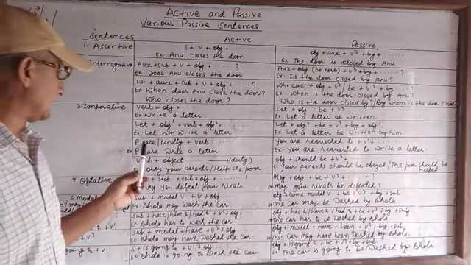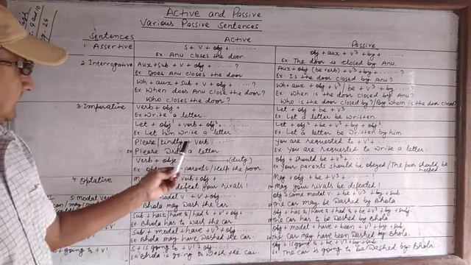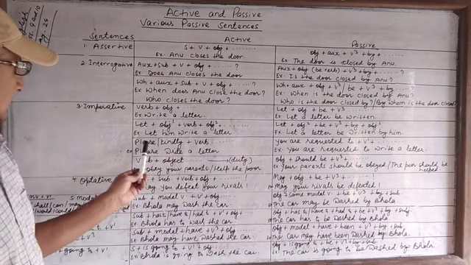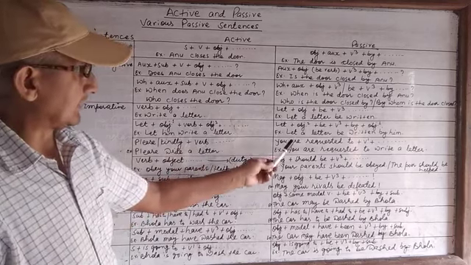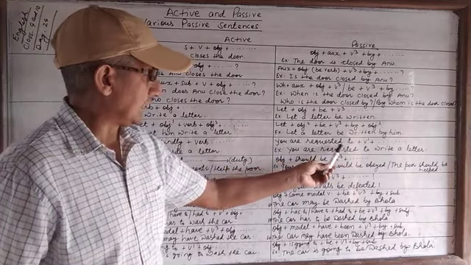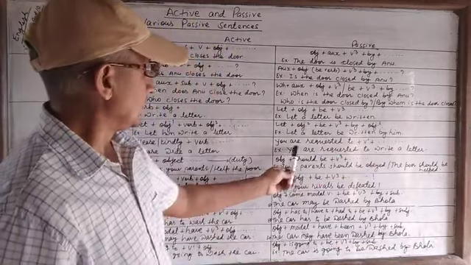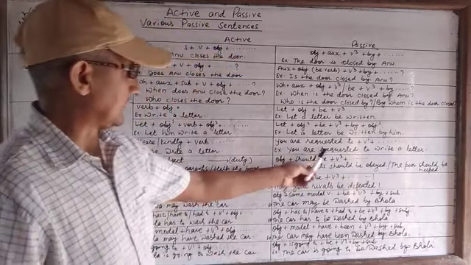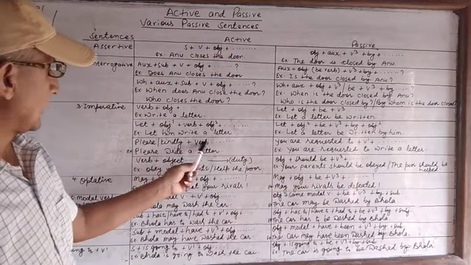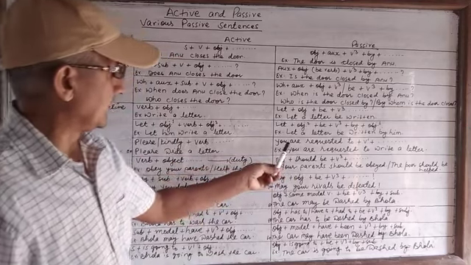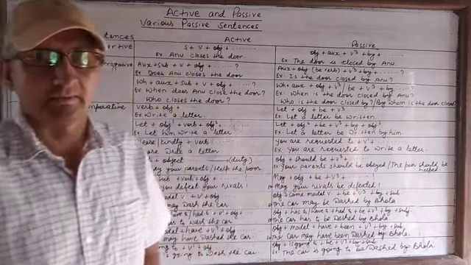Now, the next type of imperative sentence is when the sentence starts with please or kindly, plus a verb. Please write a letter. If the sentence starts with please, kindly, plus verb, we change it into passive in the following way. We write "You are requested to" at the beginning, and after that V1 and other words. Here, you are requested to write a letter.